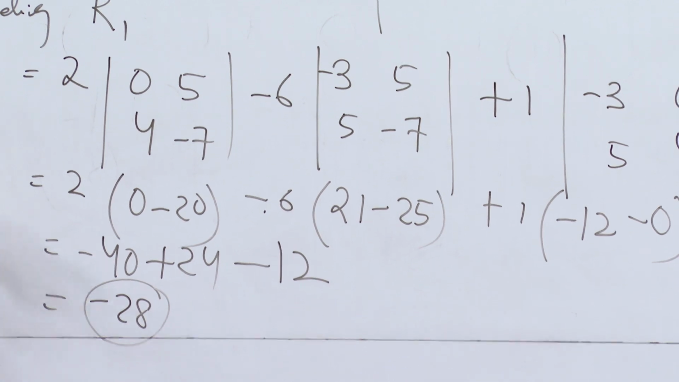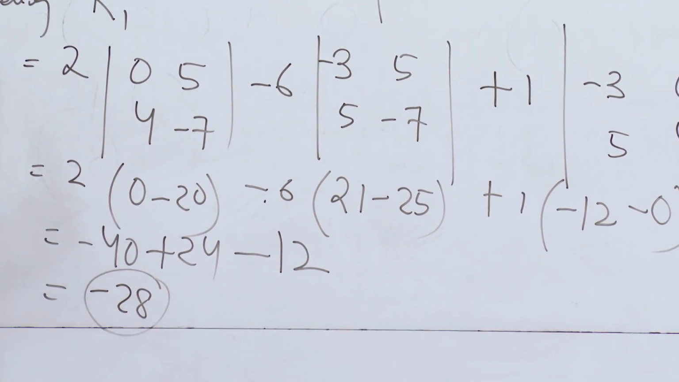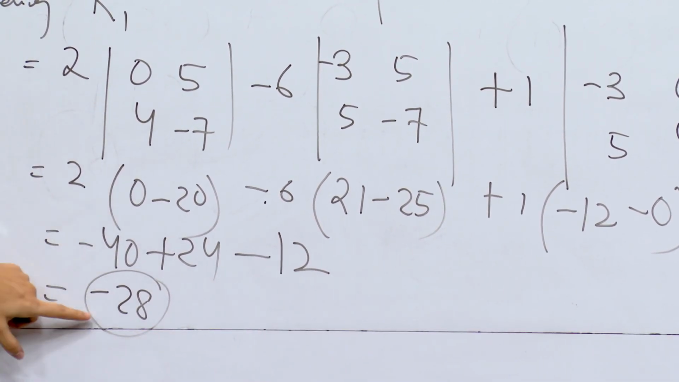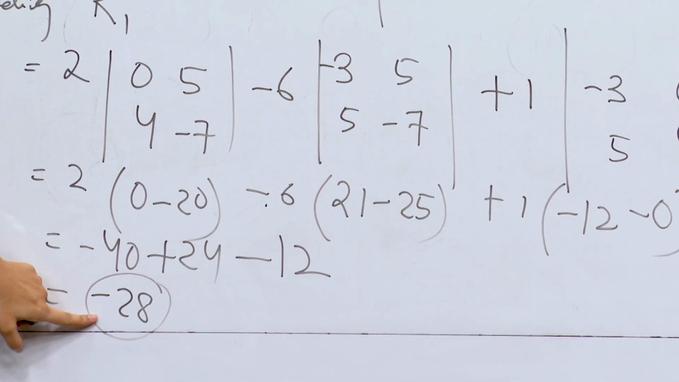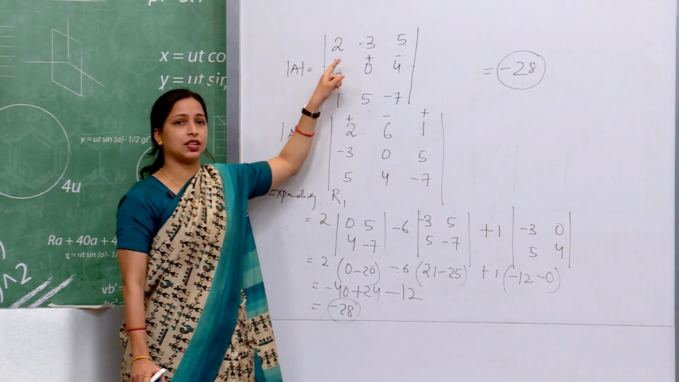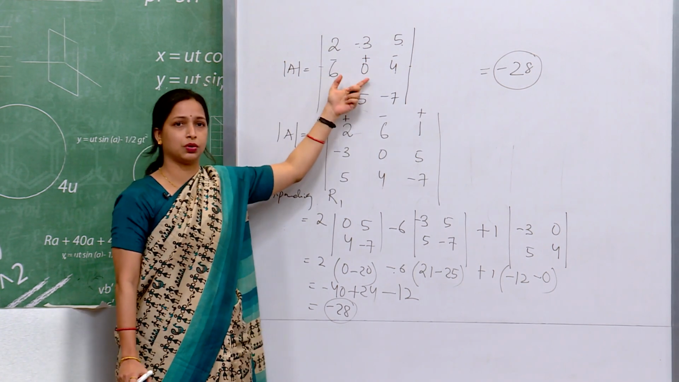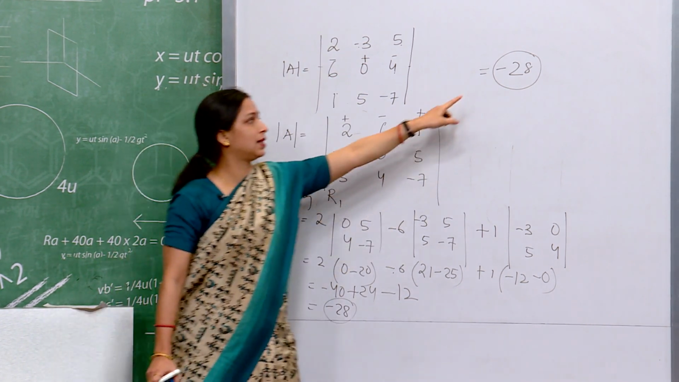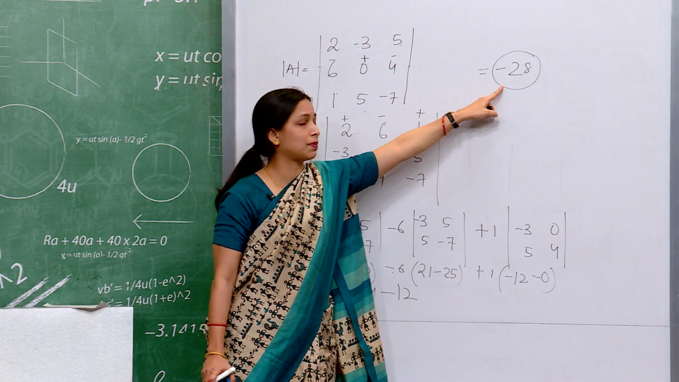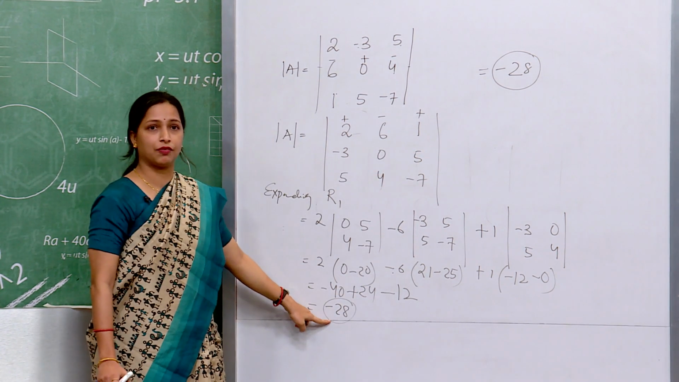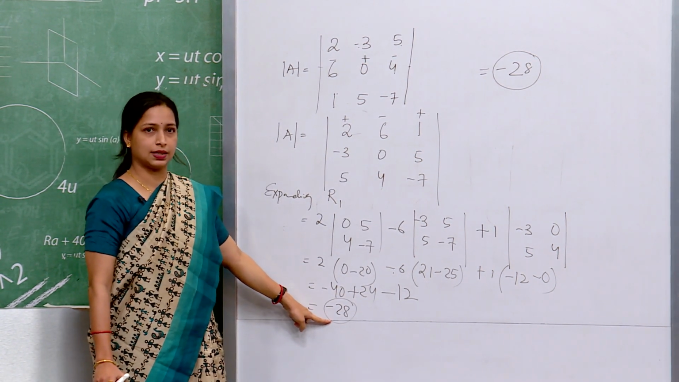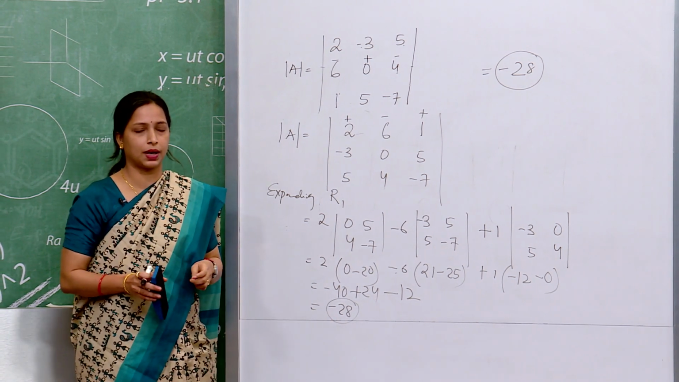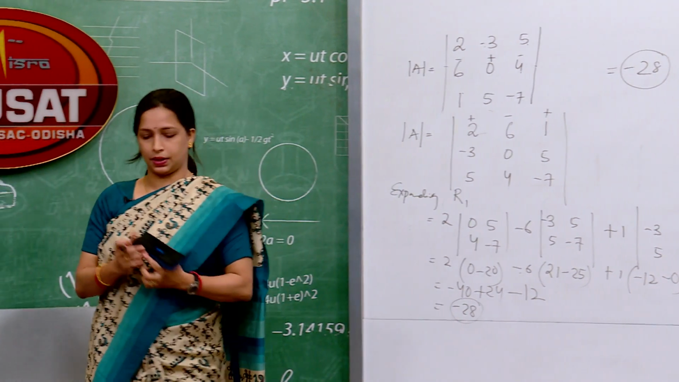So, if it is an order 2 determinant or order 3 determinant, the property remains true that if we interchange the rows into columns or the columns into rows, the value will remain the same. Earlier also we found the value was minus 28. Here also after interchanging the value remains the same, right. So, hence proved property 1. Now, let us go to the next property.